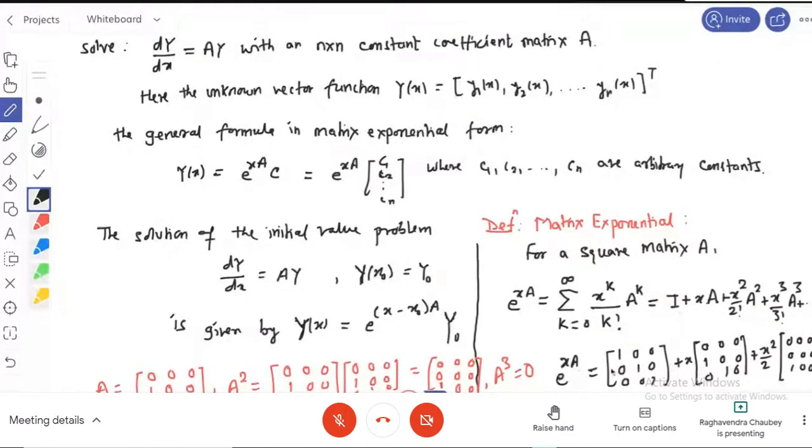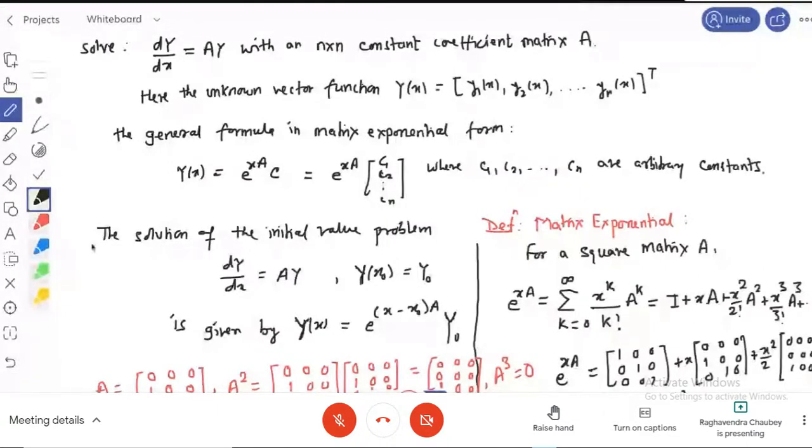So here what is the exponential of that matrix A? This equals, finally, the first term is the identity, 1 0 0. The second term is x, multiplied by this: x 1 0. The last term is x square by 2, then multiplied by x, and this is 0. This is the exponential matrix.